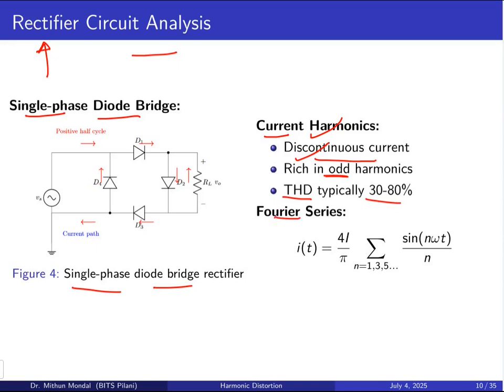If you do the Fourier series analysis of this current wave, because we are talking about the current harmonics, so the current, which is a function of time t, if we write down the equations in the Fourier series, then we will see that apart from the fundamental frequency, we have all the odd harmonics present in the Fourier series expansion.